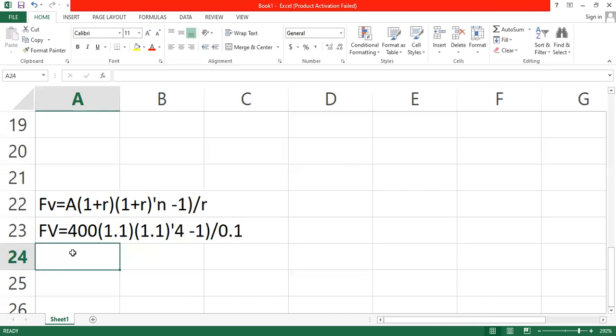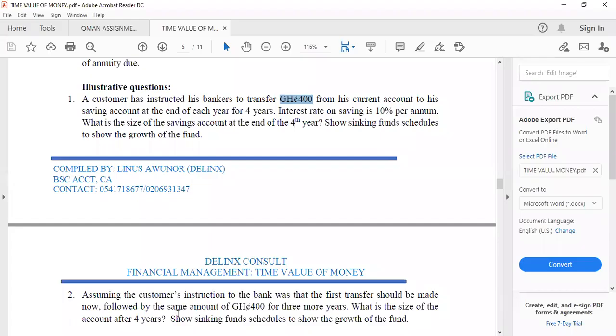Please, I thought the question said the first 3 years. You see, that is what I want to talk about now. Assuming the transfer is made now, followed by the same amount for 3 more years. So you have 1 now before the 3 more years will follow. So you are doing the transfer now before you do an additional transfer for 3 more years. So you're having 4 years in all. Are you okay?